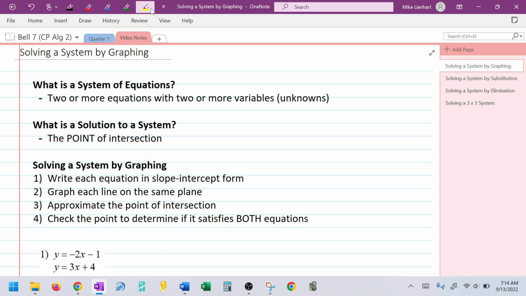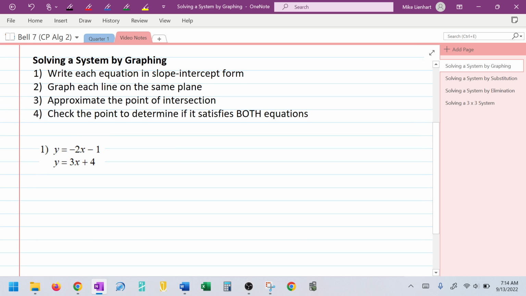So what's the key? The key to solving a system is we're looking for the point of intersection. Now, there can be a couple of other types of solutions, but for the most part, a solution is going to be a point of intersection. All right, one technique for how we solve a system is to use graphing.